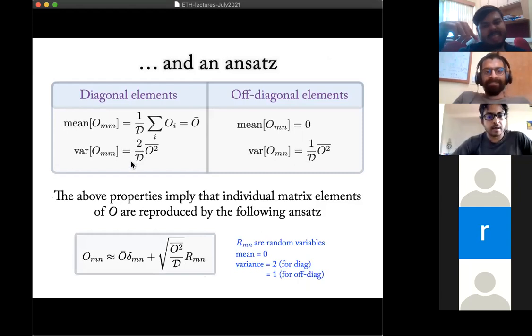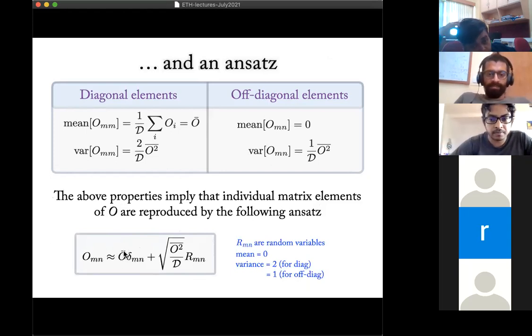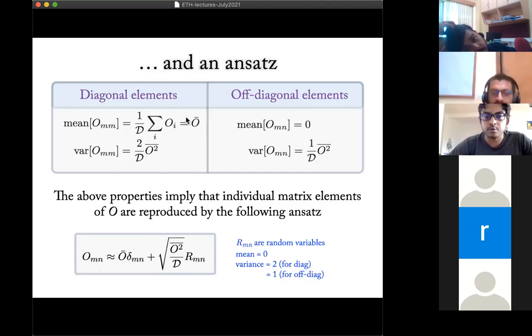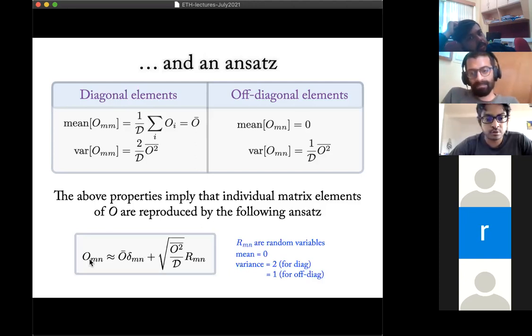Okay, so these properties of the mean and the variance imply that the individual matrix elements of this operator O can be reproduced from this ansatz. Take O_mn to be an identity matrix times the average of the diagonal elements, that's the leading term, if you like. There is a sub-leading term which contains the square root of the variance, essentially, times a random matrix. R_mn are some random variables. The mean of these is zero, and the variance is two for the diagonal matrix elements and one for the off-diagonal matrix elements. Now, you can take the mean and variance of this object using this ansatz, and you're going to reproduce these two things. So all these features get reproduced from this ansatz.